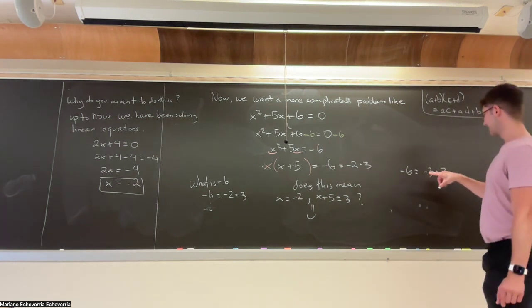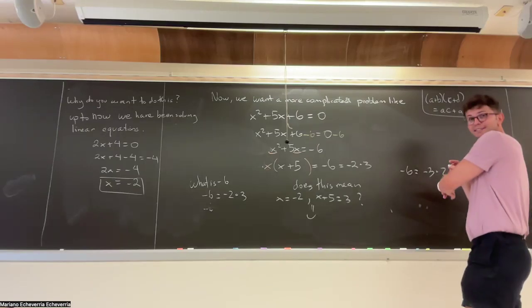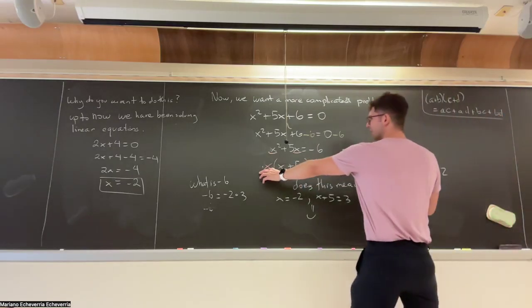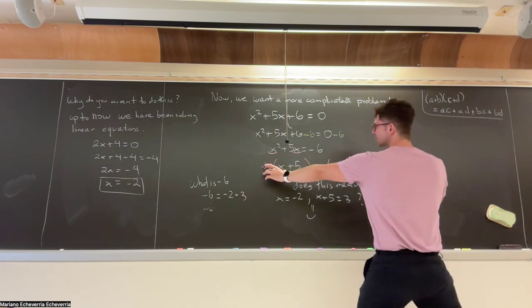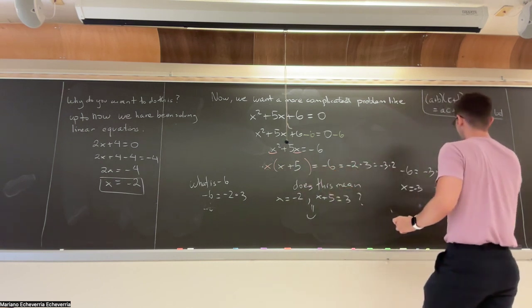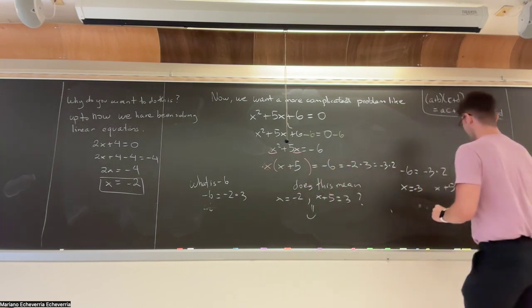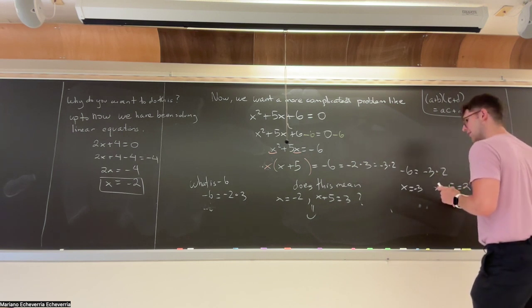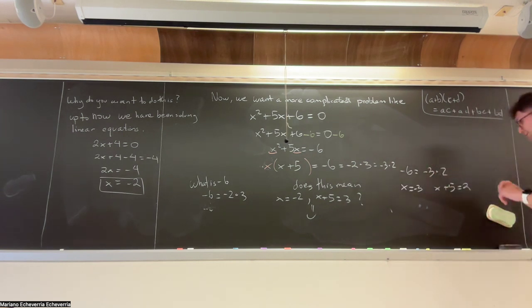Okay, so if I say that, because that's also true, right? -6 is also -3 times 2. So I say that, and then you compare, and by comparison you can say, well, what if x is -3 and x plus 5 is 2? Okay, and this one will still work. Good. Okay, this is getting interesting, right?